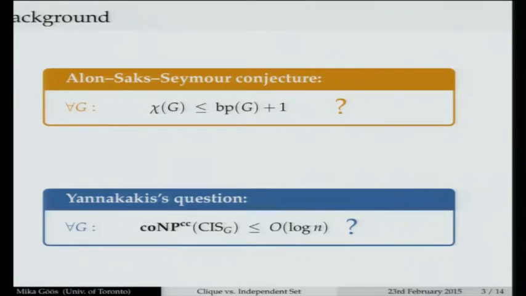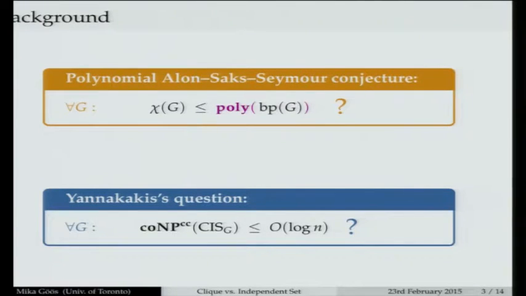And the conjecture was made in the early 90s, and it stood for some 20 years, after which Huang and Sudakov managed to disprove this. So they exhibited graphs where the chromatic number was polynomially larger than the bi-clique partition number. However, this counterexample still leaves open whether the chromatic number might be reasonably bounded in the bi-clique partition number. So namely, we can look at this relaxed conjecture of asking whether the chromatic number might be polynomially bounded.